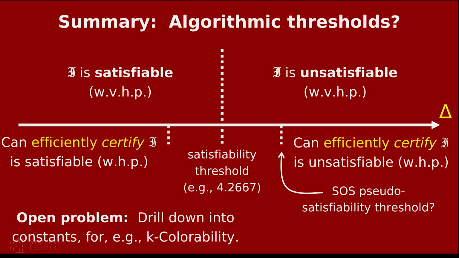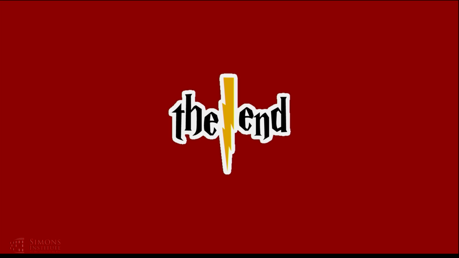As for open problems, one that I like: I ignored constant factors everywhere here, and it'd be interesting to drill down into them. Then you could start talking about this whole picture of algorithmic thresholds for things like k-colorability in random graphs, which I think is a very nice and natural problem. OK, thank you.